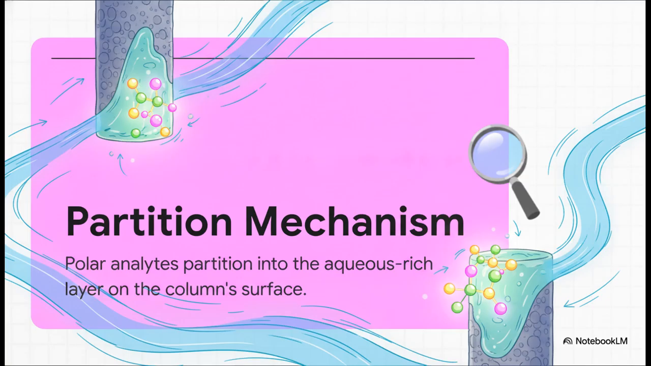Because we're using a highly organic mobile phase, those highly polar analytes actively prefer to jump into that stationary, aqueous-rich layer coating the column's surface. Given the choice, they would much rather hang out in that microscopic layer of water than get swept away in the flowing organic mobile phase. And that right there is exactly why polar compounds stick around so much longer in HILIC.